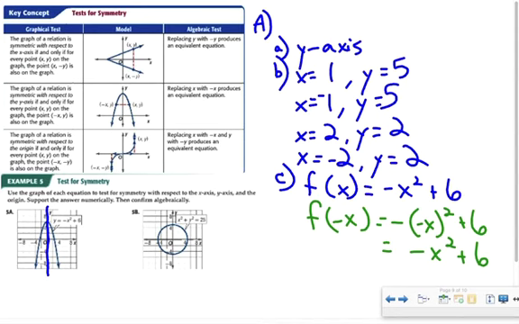I'm getting ready to erase this screen, so if you don't have it yet, you might want to pause it.